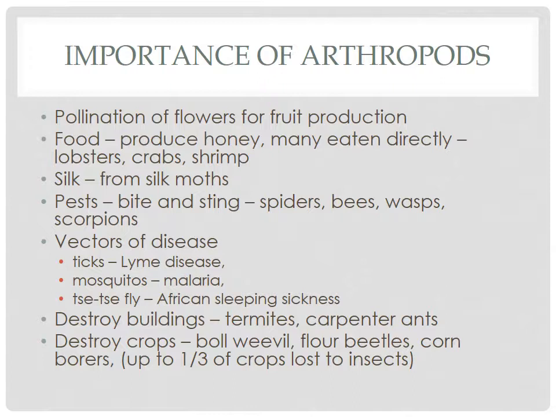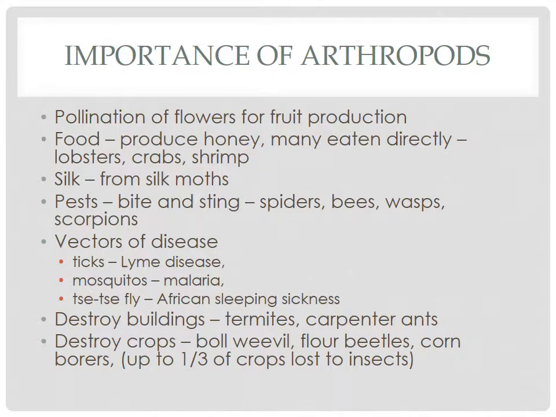Arthropods play a pretty large role in the survival of humans. For instance, they pollinate flowers for production of fruits and other foods. So without them, we would lose a lot of crops. They provide food. For instance, honeybees provide honey, which we eat or use to make food. Some we eat directly. For instance, shrimp and crabs and lobsters, we eat those directly. Some people in some countries will eat other insects that I personally would rather not eat, but to each his own. We do get silk from silk moths.